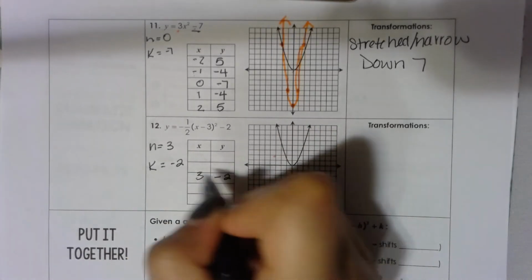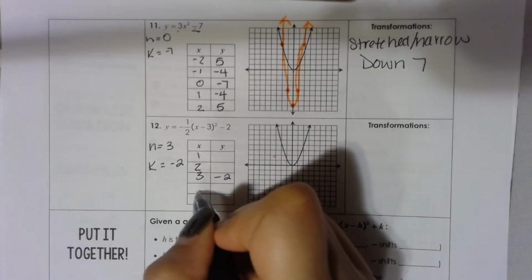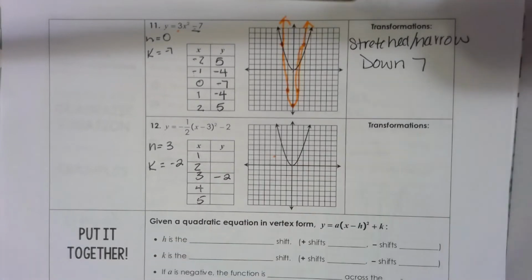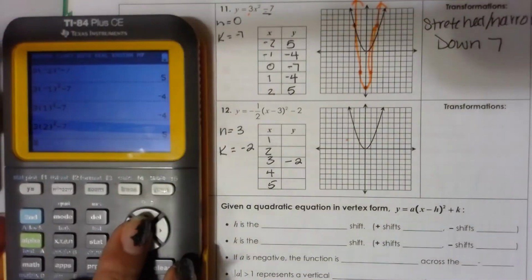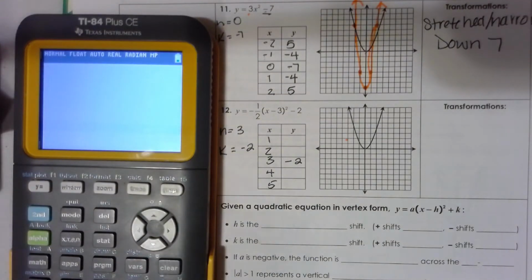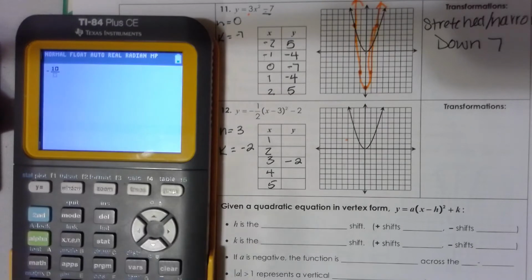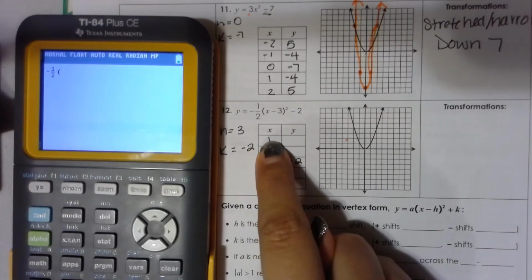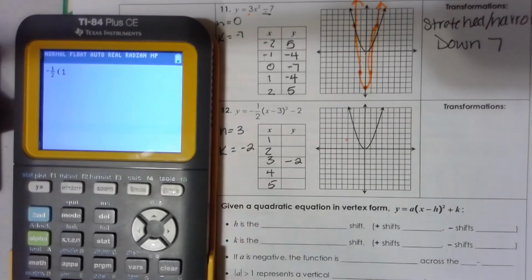We have -1/2, open parentheses, so instead of x I'm going to place 1, minus 3, make sure that's a subtraction and not a negative, close parentheses squared, minus 2. Hit enter, this gives you back a -4.